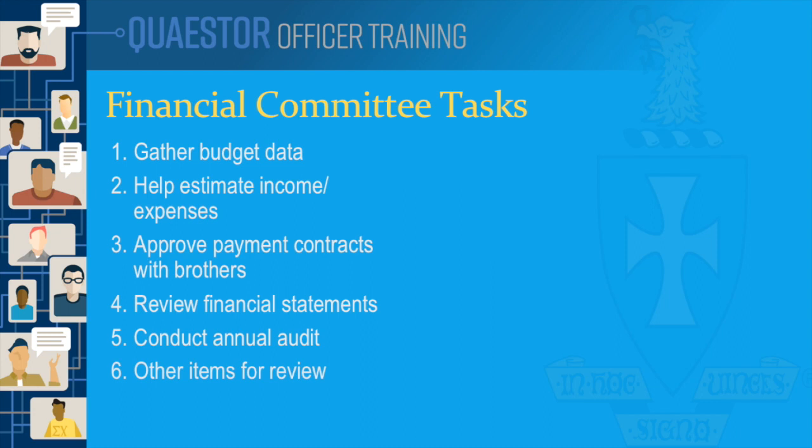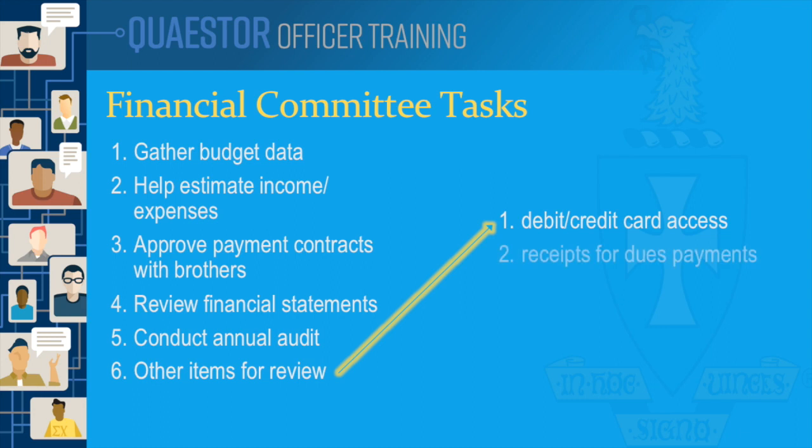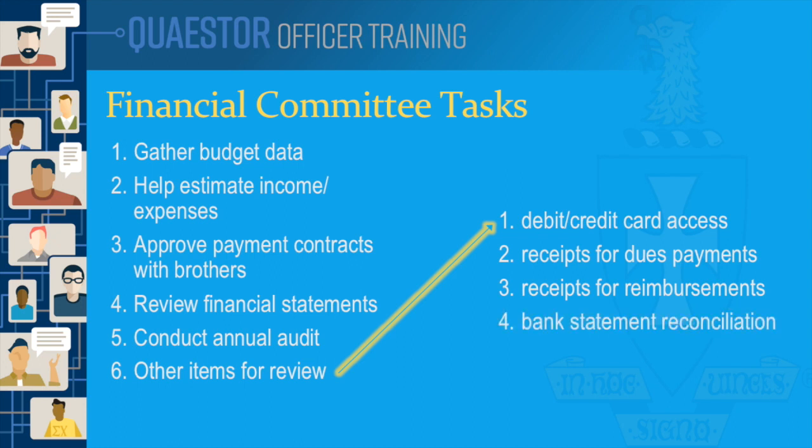Other financial items that should be reviewed on a regular basis by the Financial Committee include who has access to debit or credit cards, that receipts are written for the collection of dues, especially when cash and checks are used for payment, and to ensure receipts are collected when reimbursing members for chapter purchases. They should also take a look at bank statements and make sure they are reconciled to the chapter's accounting system. And finally, there should be copies of invoices for every expenditure. The Financial Committee should ensure that these are filed properly.